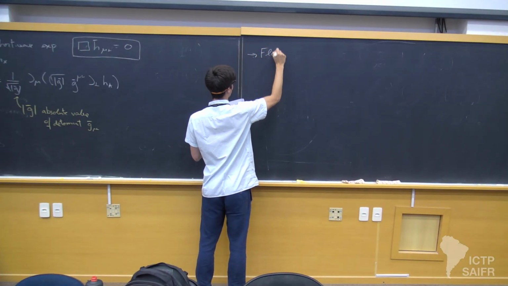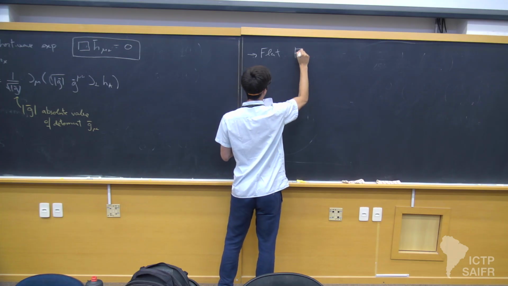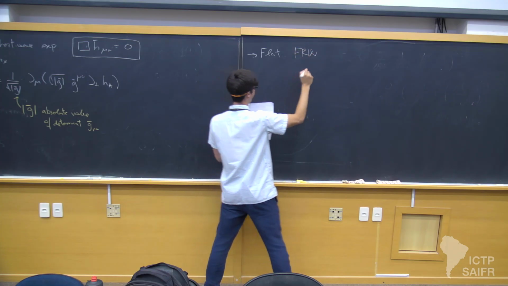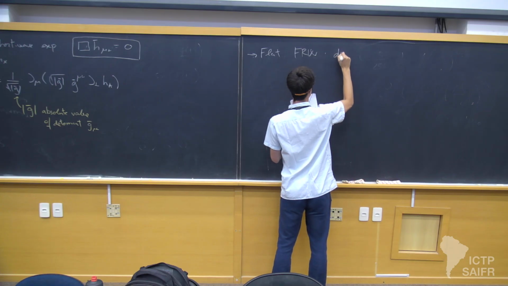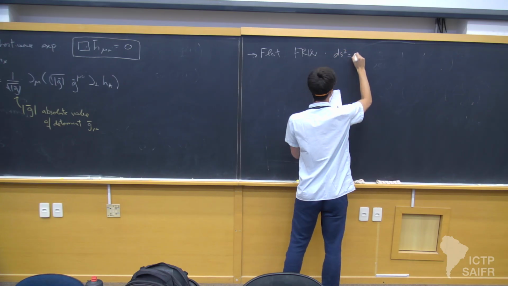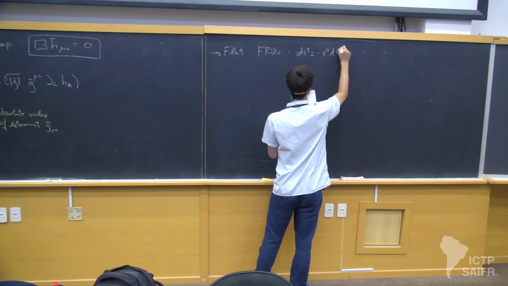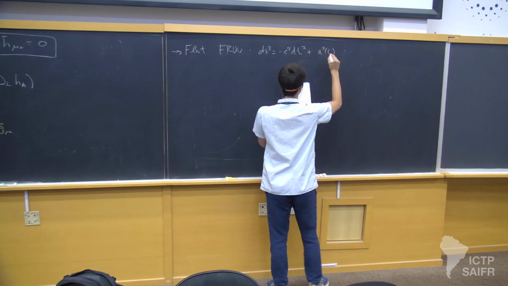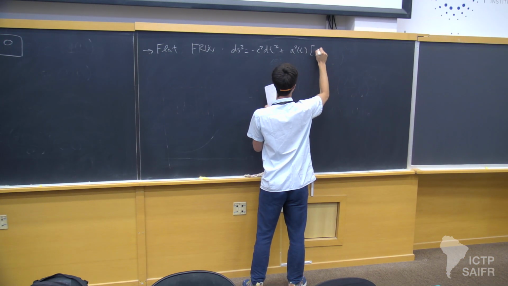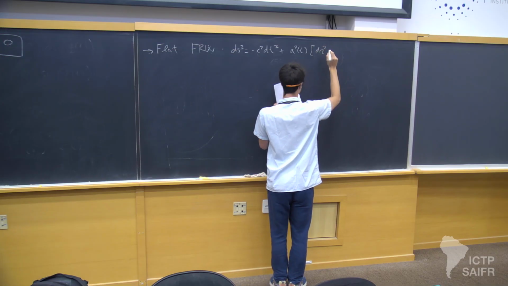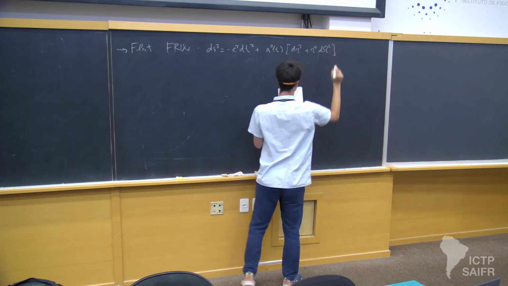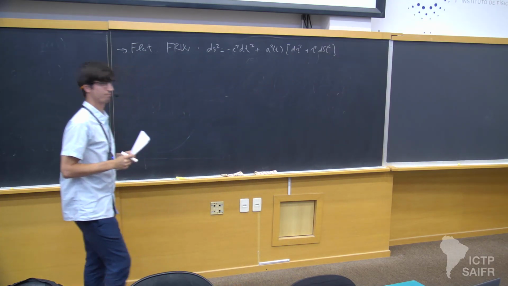So we will consider a flat Friedman-Robertson-Walker metric, which I just write again for your memory, is minus c² dt² plus a squared of t, and then I'm writing this already in spherical coordinates. Okay?